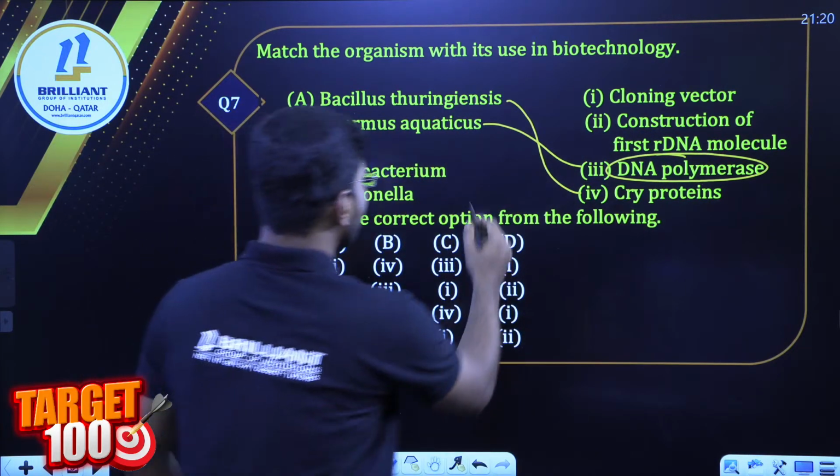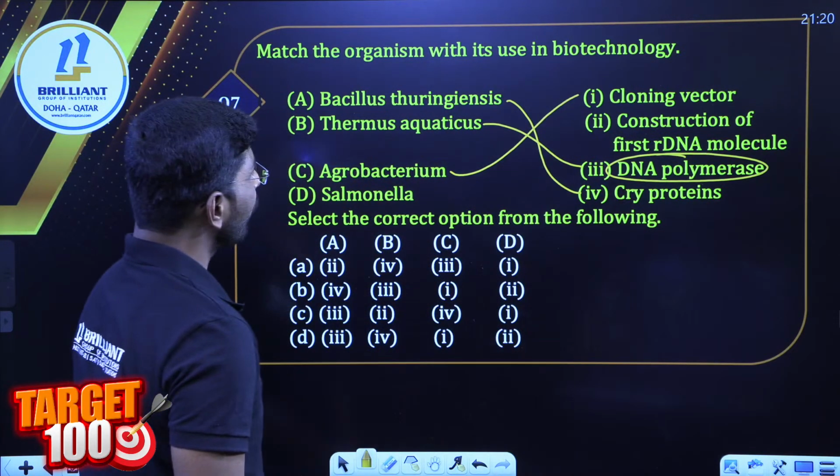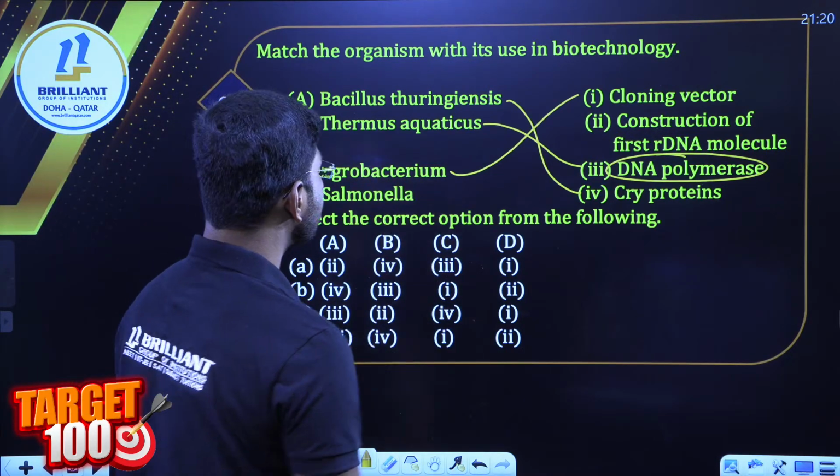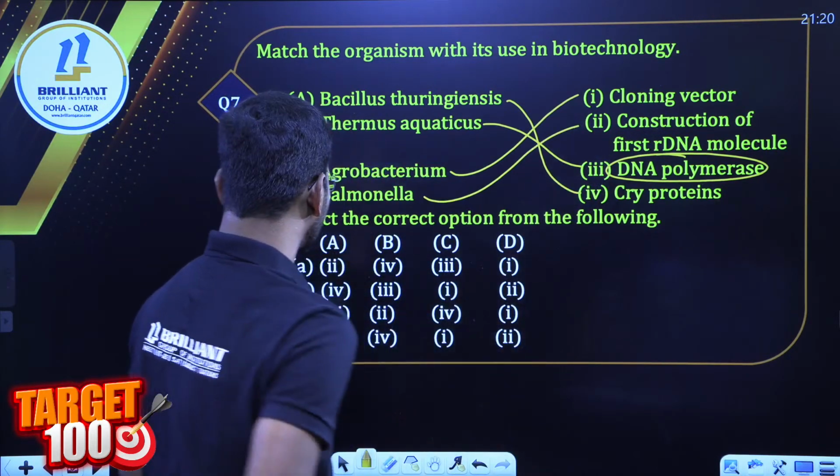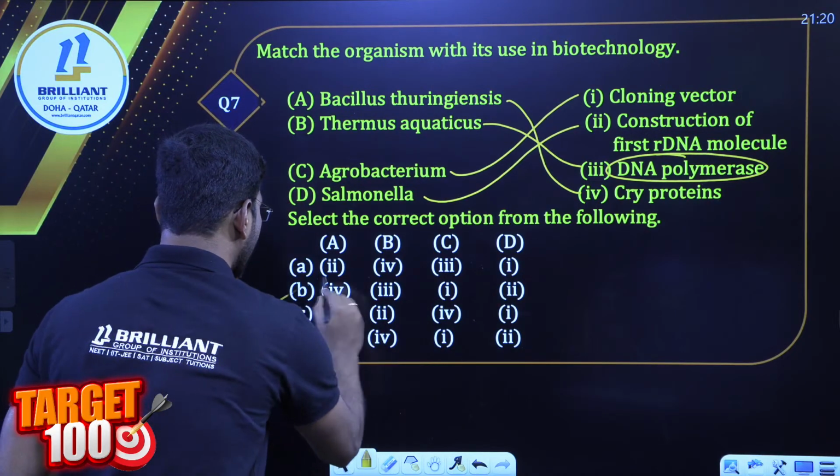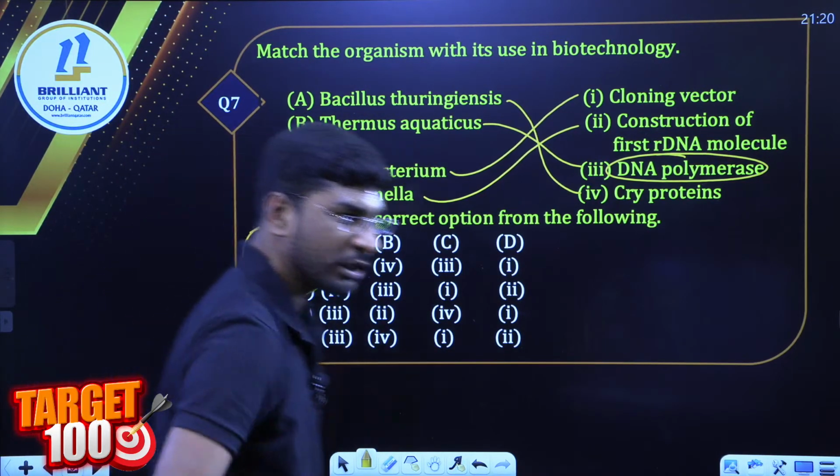Now, Agrobacterium cloning vector. So far 4, 3, 1, Salmonella 2. So I am writing 4, 3, 1, 2, option B. Am I correct? Option B is correct, right?